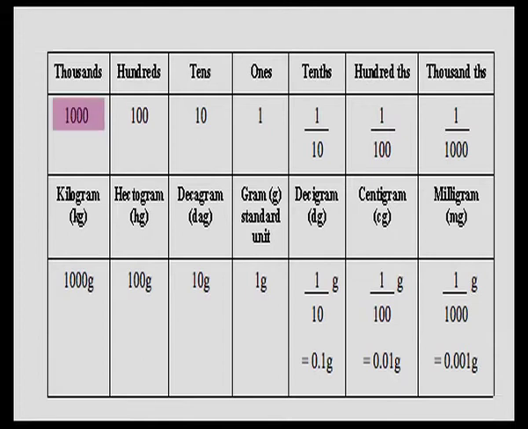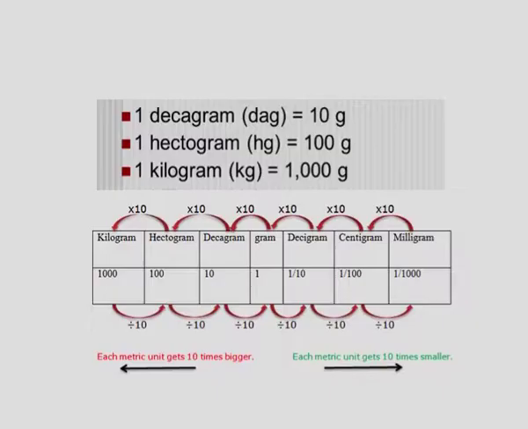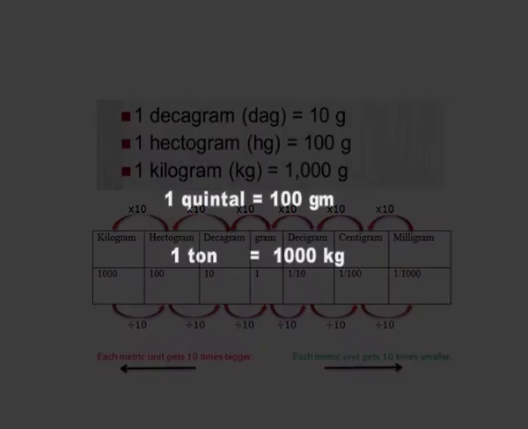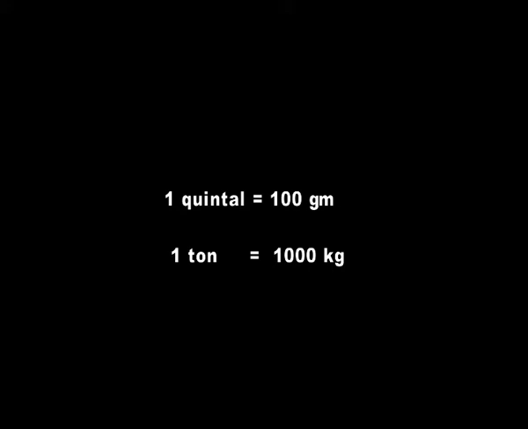In thousands, 1000 gram, in hundreds, 100 gram, in tens, 10 gram, and in ones, 1 gram. Tenths will have 0.1 gram, hundredths 0.01 gram, and thousandths 0.001 gram. Therefore, we can say 1 quintal is equal to 100 kilogram and 1 ton is equal to 1000 kilogram.